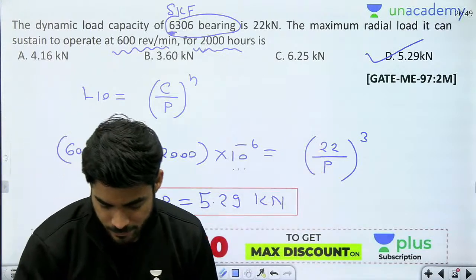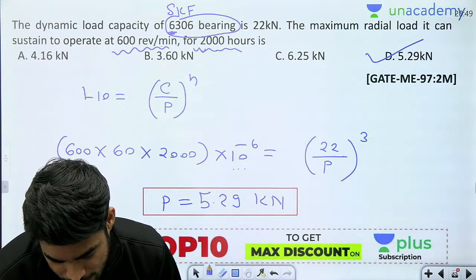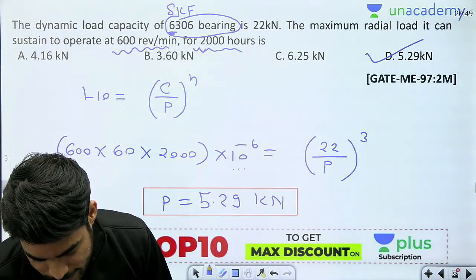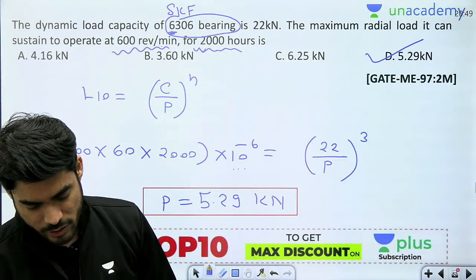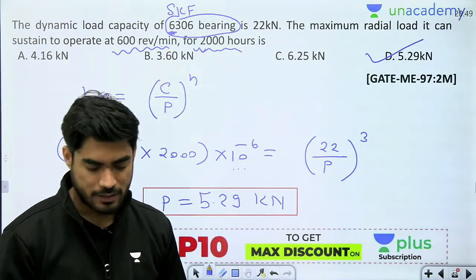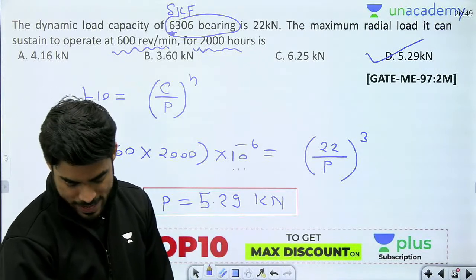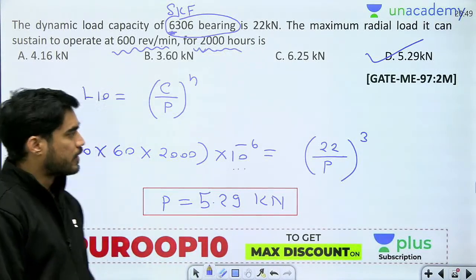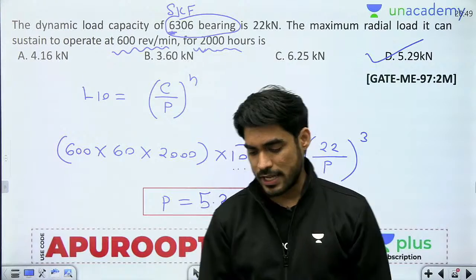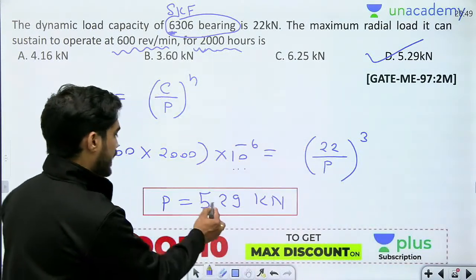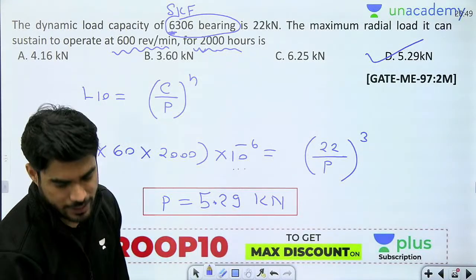1997 2 marks question. Yes, Ankita, Utkarsh, Prem, Vinay, Palak, Kalpesh, Dinesh, Dibyanshu, Narayani, Vishal, Utkarsh, very good. 5.29 kilonewton, very good. Ayush, 5.29 kilonewton, very good. So very simple question from GATE 1997, 2 marks. Shall we move on to the next question? Let's go to the next question. Yes, Ayush, yes, Sweksha, very good.